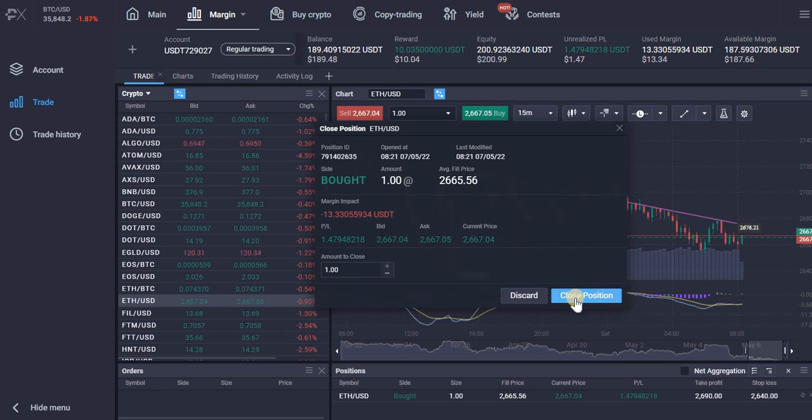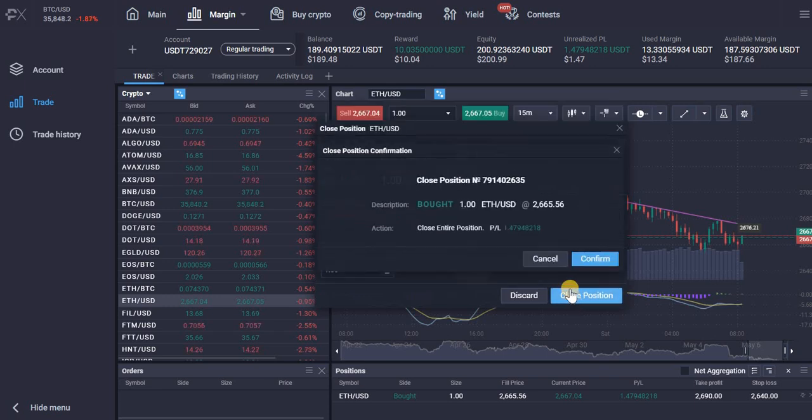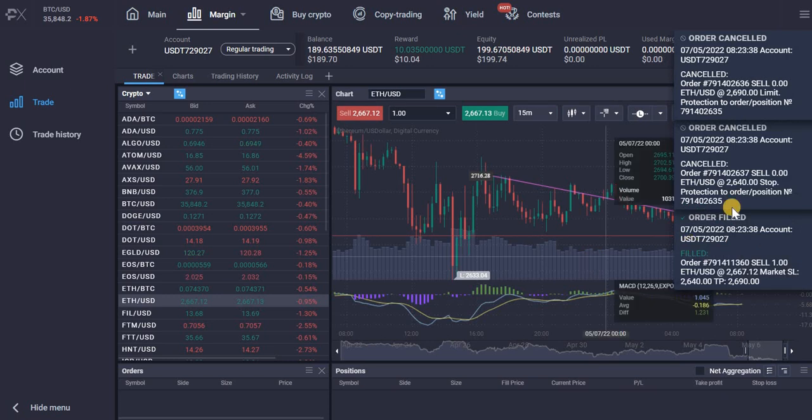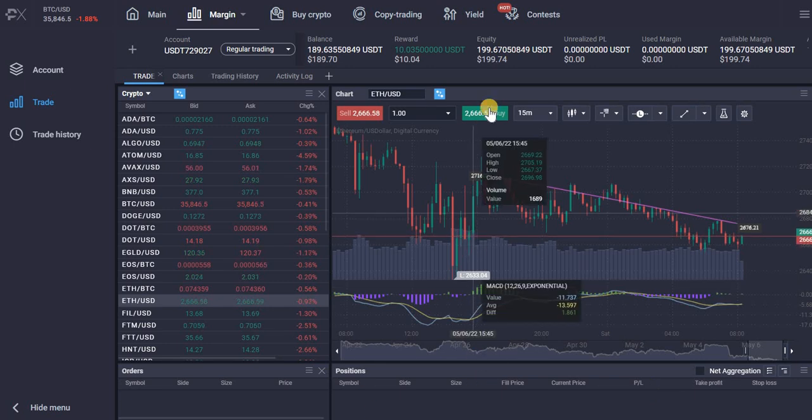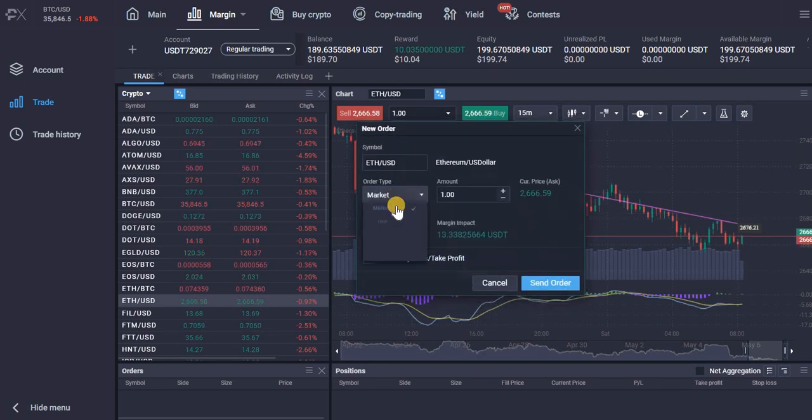So you can click on close position right here, confirm. You can see that my order has been filled and I have successfully closed my position. You can also use various order types like the limit, the stop limit, and the OCO.